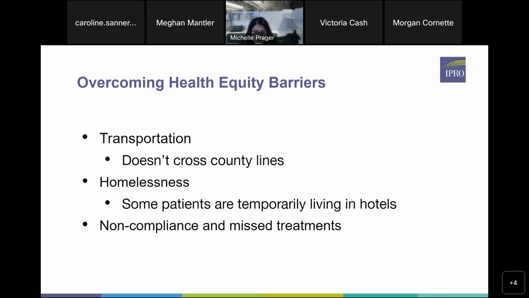When I first took over this clinic a year ago, our mistreatment rates were off the charts. So we targeted those patients and did a deep dive into why they were missing treatments. Was it a transportation issue? Was it straight non-compliance, they don't want to be here? Was it they don't like the needles? What were the issues preventing them from coming to treatments?